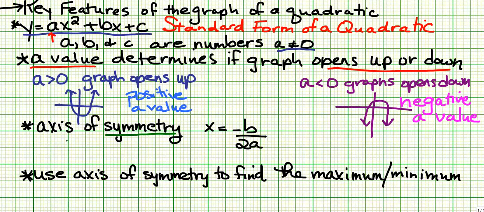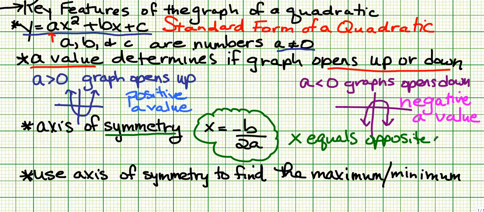We find out what that axis of symmetry is by using this formula right here. And you're going to want to get that formula in your notes. X equals the opposite of B over 2 times A. If you're not sure how to read that, x equals the opposite of B divided by, I use the word over because we may not actually divide it out, 2 times A.